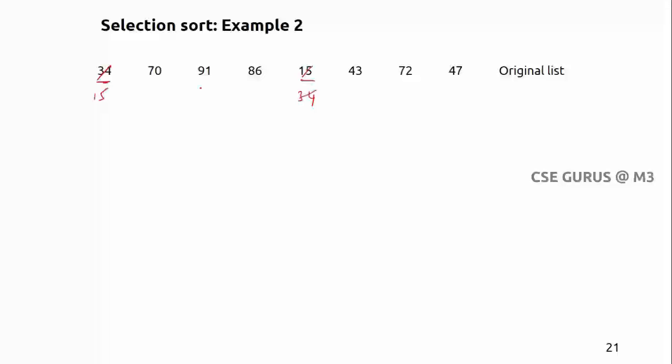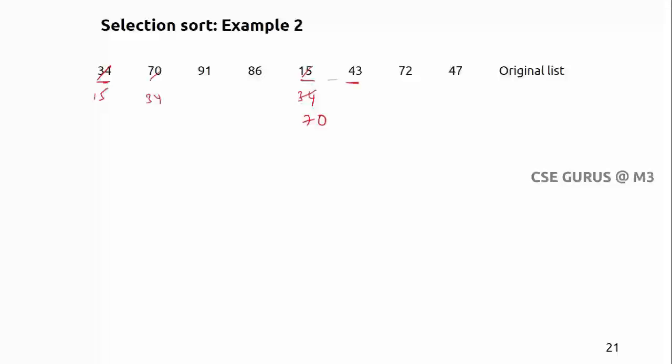34. So 34 will be swapped with 70, like this. So this is the procedure you need to follow, and the next smallest among the unsorted sublist will be 43, right? So like this, you can complete this procedure so that you will get the sorted elements.